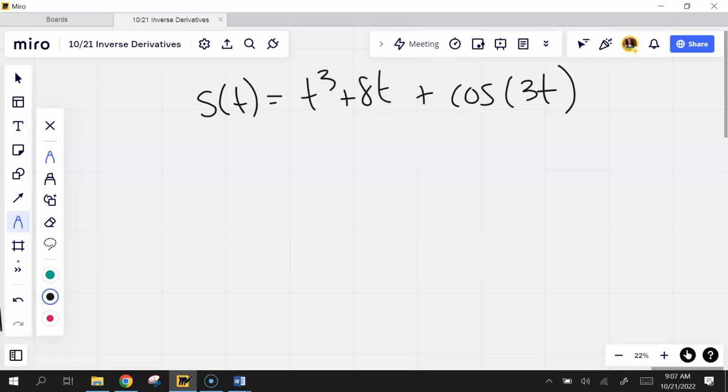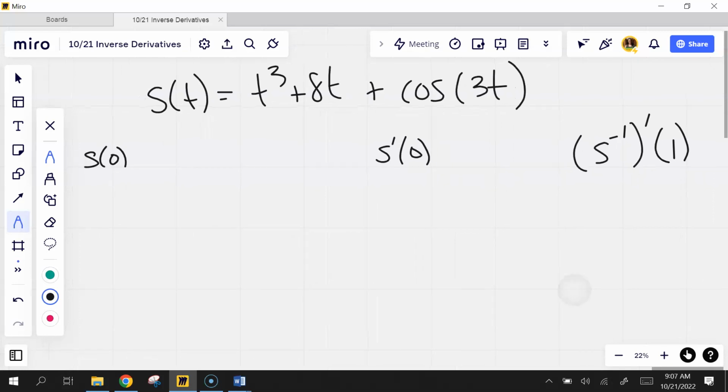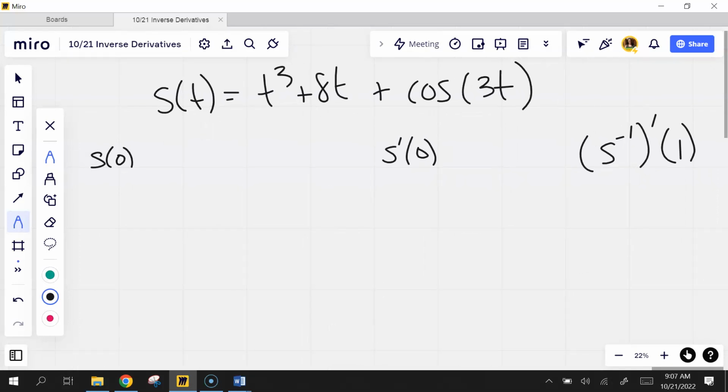Find out that will be given to you. So like literally it says find S of 0, find S prime of 0, find the inverse of the derivative at 1. Cosine of 0 is 1.